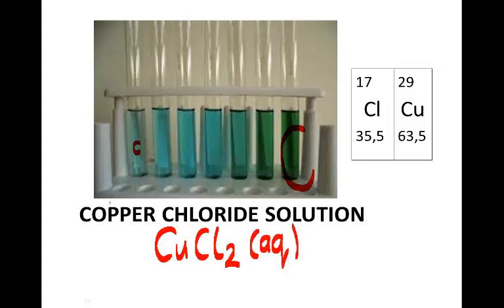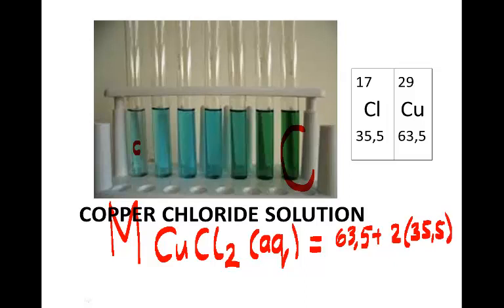And the molar mass of copper chloride is 63,5 grams per mole for the copper plus 2 times 35,5 grams per mole for the Cl2. 63,5 plus, open bracket, 2 times 35,5 is equal to 134,5 grams per mole. That's the molar mass of copper chloride.